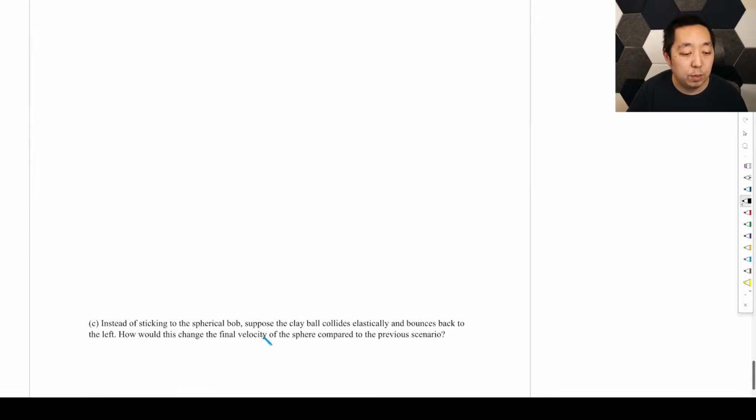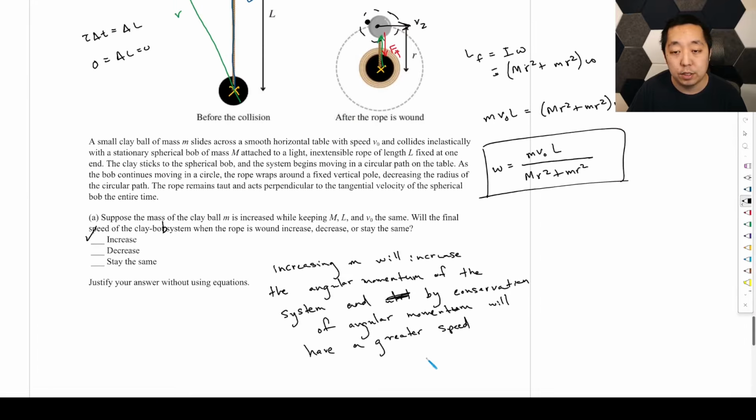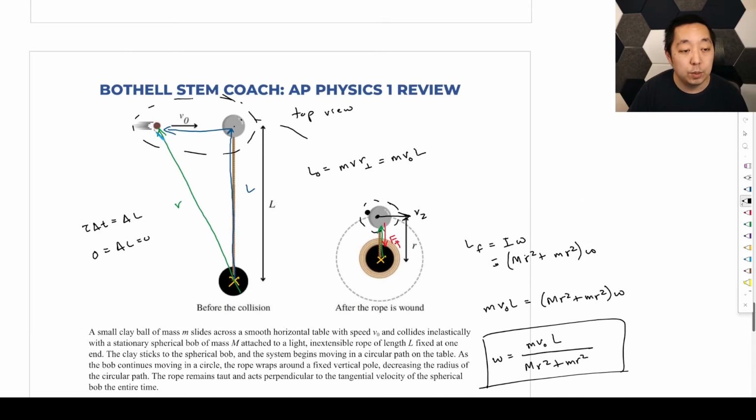Instead of sticking to the spherical bob, suppose the clay ball collides elastically and bounces back to the left. How would that change the final velocity of the sphere compared to the previous scenario? So let's take a look at this. What we're going to do is import more momentum onto this guy, because this guy moved to the right afterwards, so his angular momentum was to the right. But if he bounces back, his angular momentum is going to be to the left. That's going to leave more angular momentum onto the sphere because the total angular momentum is going to start the same. So he's going to move faster to the right, and so he's going to end up faster.